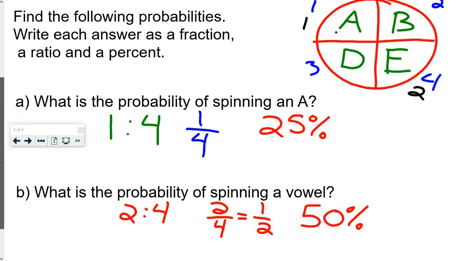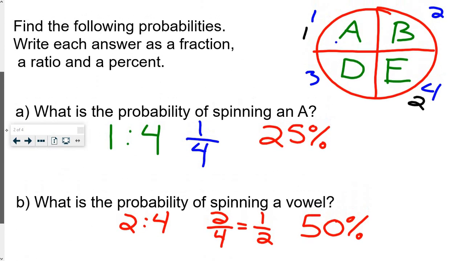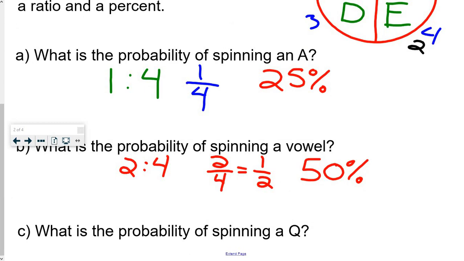As we scroll down to the last question here, what is the probability of spinning a Q? When we look, there's an A, a B, a D, and an E, so there is 0 possibility, 0 out of 4, or 0 over 4, or 0% of spinning a Q, because there is no Q. We can spin it as many times as we want and never come up with a Q.